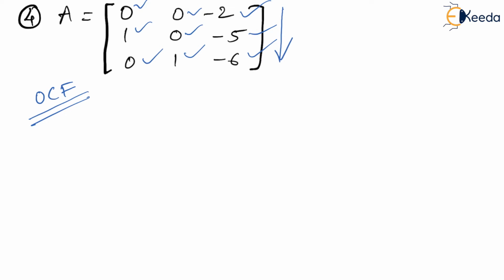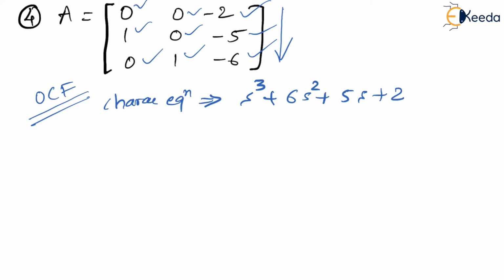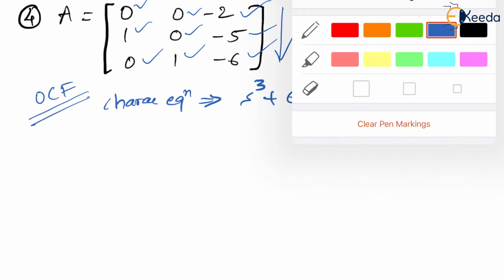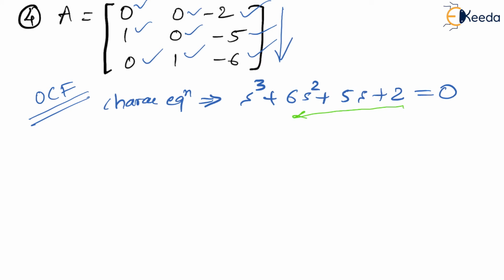Let me try to find the characteristic equation. What will be the characteristic equation here? It is just going to be s cubed plus 6s squared plus 5s plus 2, which is equal to 0. What you have to do is go in this reverse order, as we usually did here. The same way we come here, that's it.